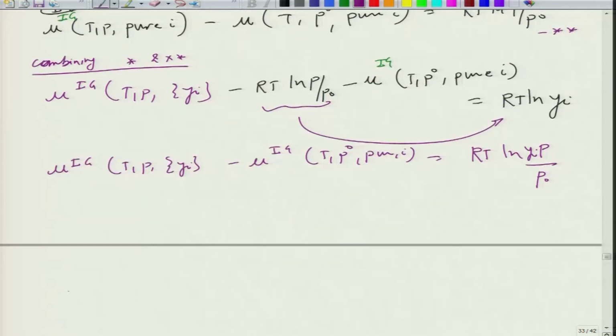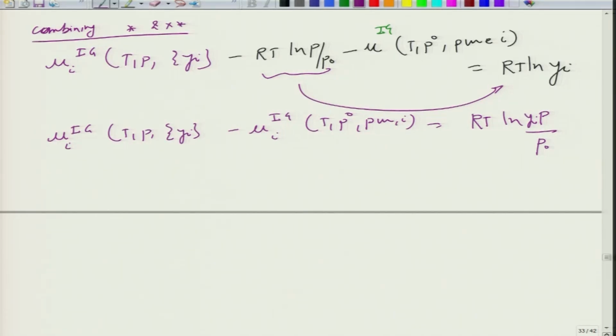Now, this tells you that the chemical potential of component i here in the mixture, with reference to the chemical potential of the pure component at a specific reference pressure P0, will be equal to RT ln (y_i P), which is nothing but a partial pressure divided by the reference pressure. Okay, that is what this expression is basically telling you.